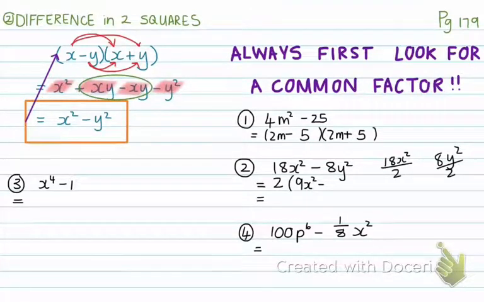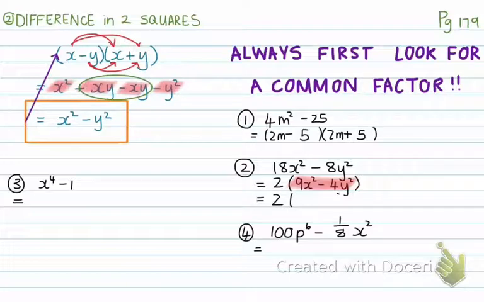And 8 divided by 2 is 4, and the y squared will be left. Okay. But now if you look at this bracket, that can still be factorized further because it's a difference of two squares. So just drag this 2 along, and now I know the difference of two squares will factorize into two brackets.